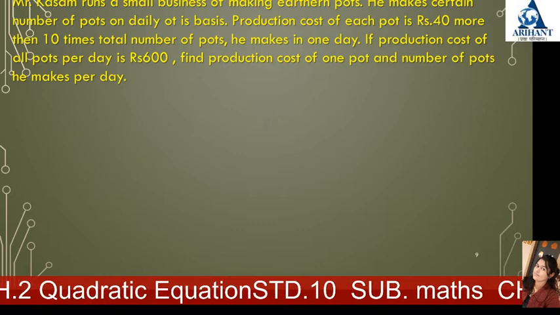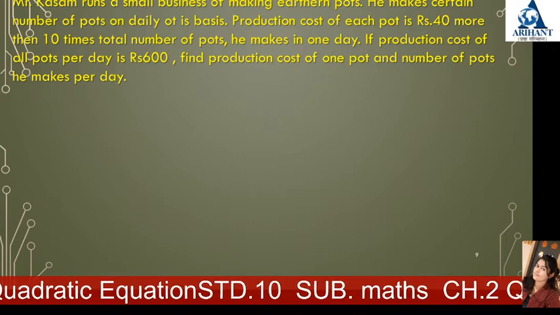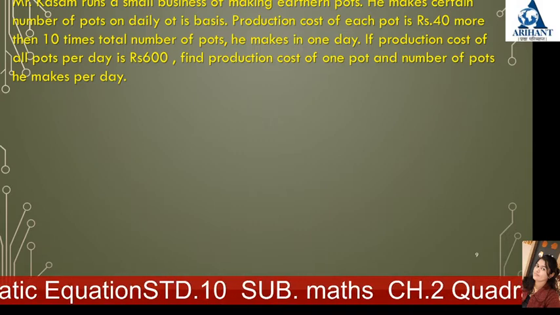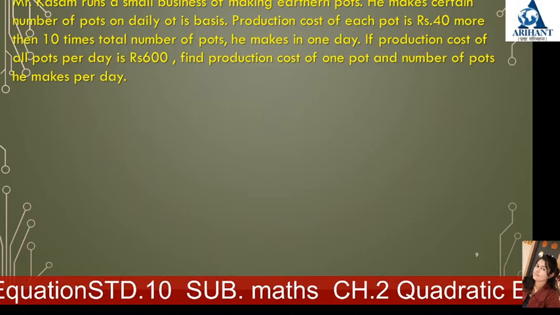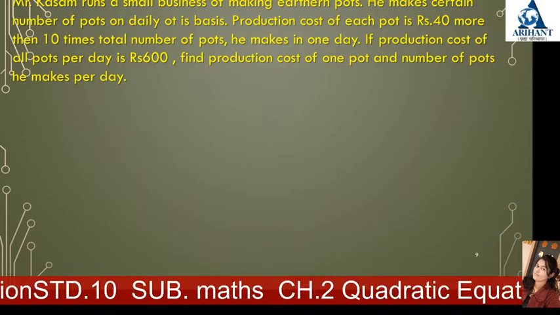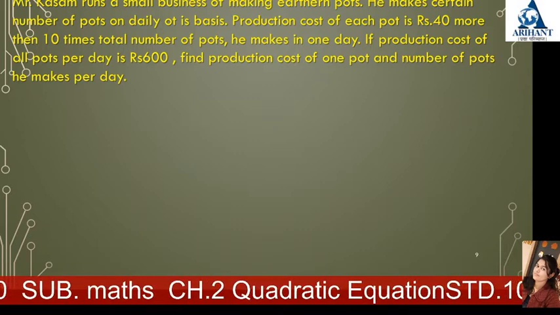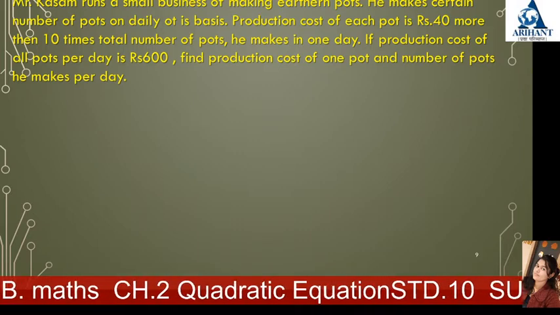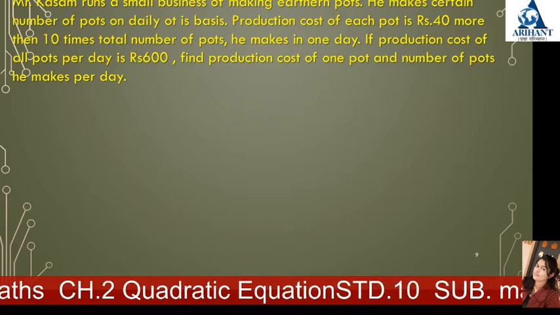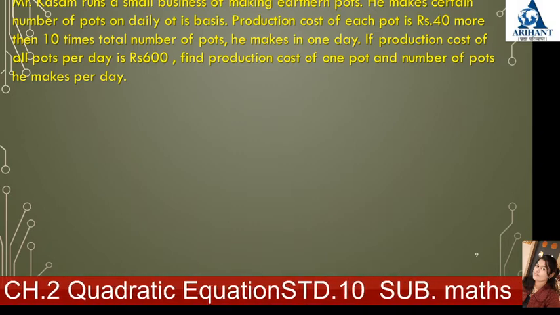Now the next, I hope everyone understood the previous example. Now go to the next. Mr. Kasam runs a small business of making earthen pots. He makes a certain number of pots on a daily basis.